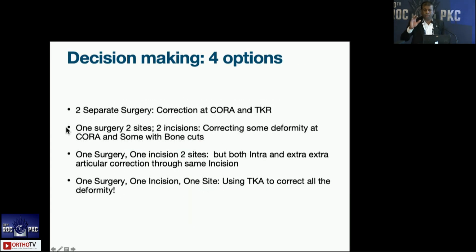So when we look at decision making, I think this is the key. The decision how to do it. There are 4 options. The number 1 option is to do 2 separate surgeries, correction at CORA and do TKR at second stage. The second is to do 1 surgery but at 2 sites, correcting some deformity at CORA and some with your bone cuts. Then there is 1 surgery, 1 incision, but at 2 sites. You do it through the same incision and correct both intra and extra-articular deformity through the same incision. And fourth is 1 surgery, 1 incision, and correct all at the same time.